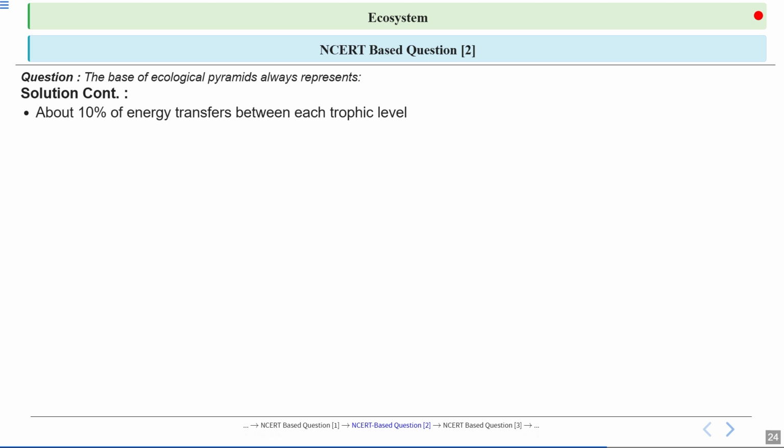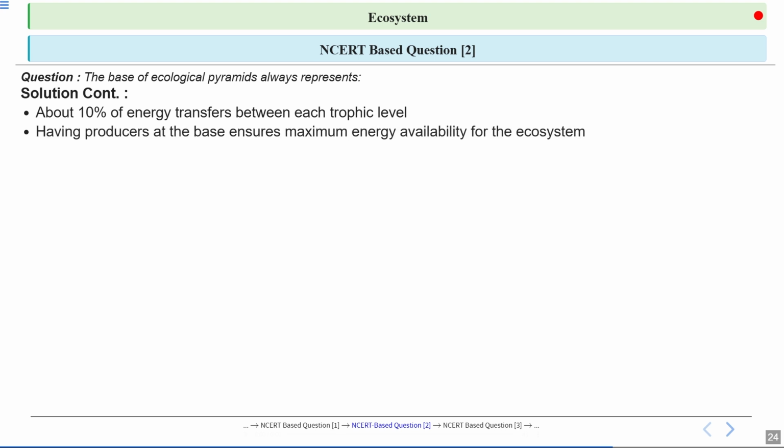Now, only 10% of energy is transferred between each trophic level, and 90% of energy is lost at each trophic level. Now, having producers at the base ensures maximum energy availability for the ecosystem. As energy is lost at each step, each level of the pyramid gets smaller, indicating less energy is available as you move from the producers towards the top level consumers, which are present at the apex.